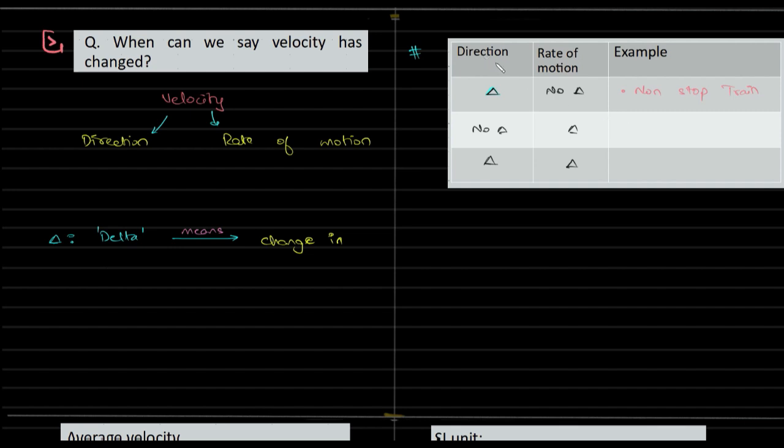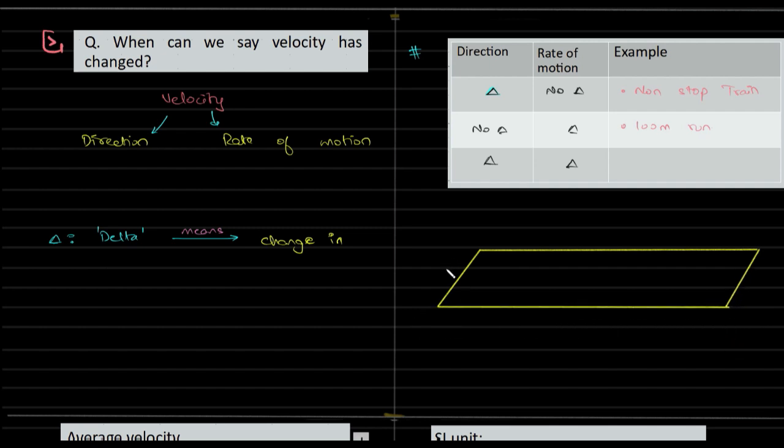When we see no change in direction while the rate of motion changes, right? Even then we have the velocity change. An example is the 100-meter run. So in the 100-meter run, what do we see? Quite a few people will start at one end and they'll run to the other end in the same direction in their track, but of course with varying speed.